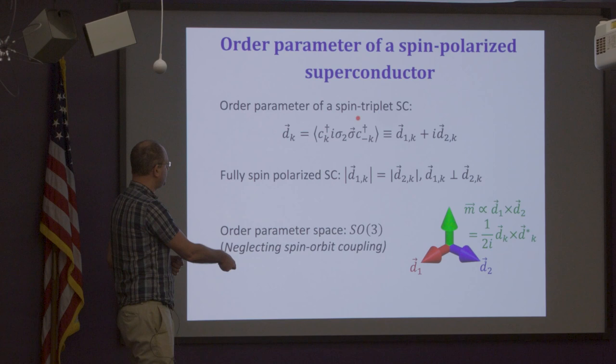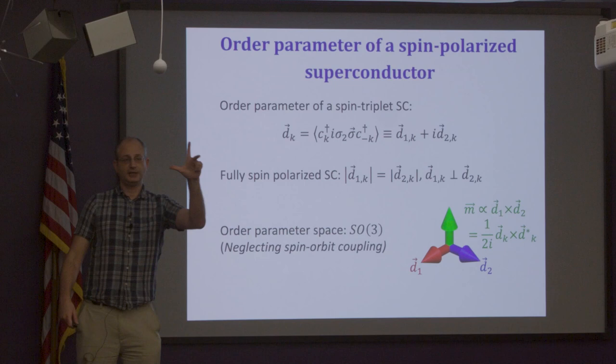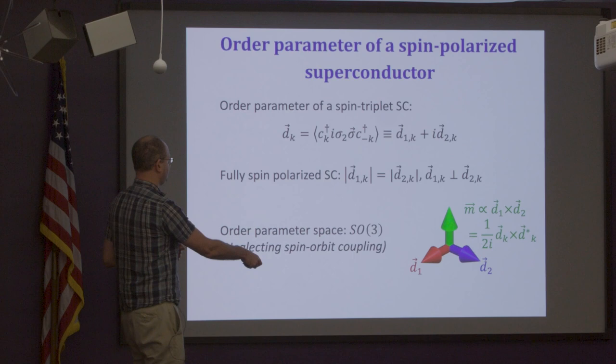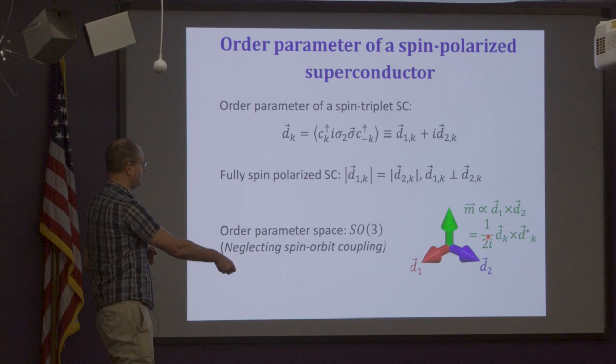Okay, so the order parameter, you can think about the order parameter rather than as a complex number with just a phase, you can think about the order parameter as a triad. Okay, you have these two orthogonal vectors equal in magnitude, d1 and d2, and you have their vector product, d1 cross d2, which is nothing but the direction of the spin magnetization of the Cooper pair. Okay, so for d1 along x and d2 along y, that would be z. That's the direction of the polarization.